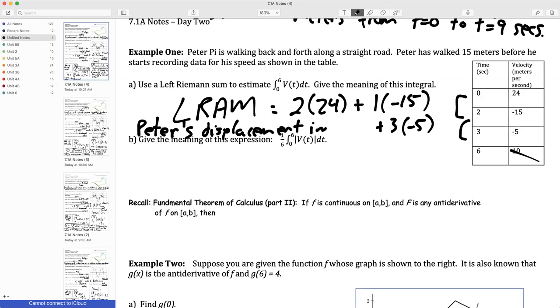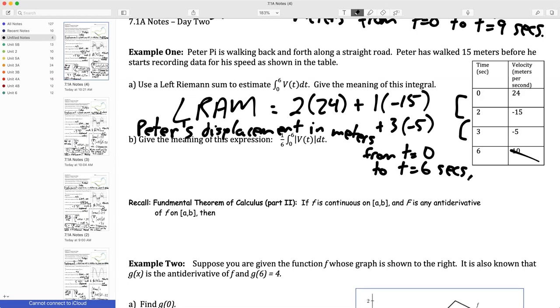And what are the units for displacement? No, meters. In meters. From t equals 0 to t equals 6 seconds. Okay.